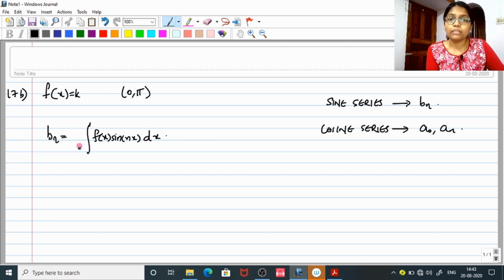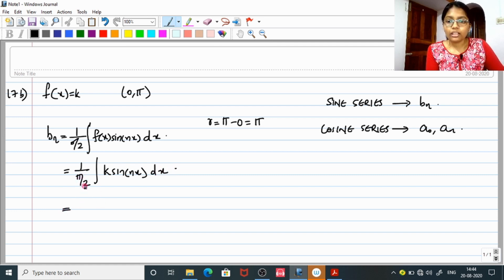Also something needs to be added here, which is 1 divided by R by 2, or range divided by 2. And what's the range given? It is pi minus 0, which is pi. So R equal to pi, and substituting here you get 1 by pi by 2. Integral, f of x is k, sine nx dx.